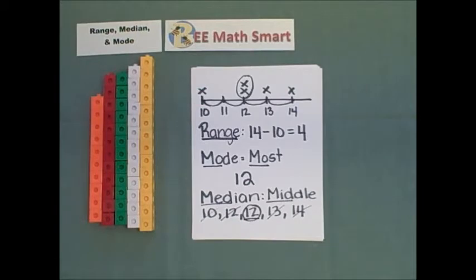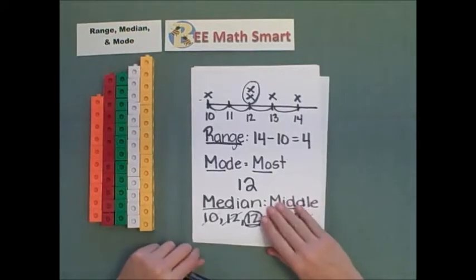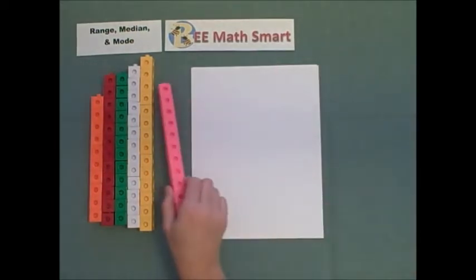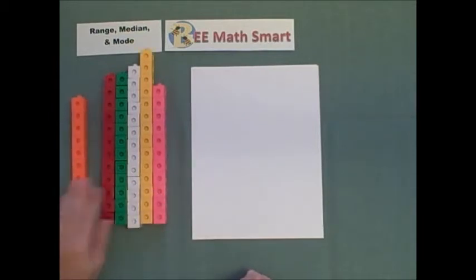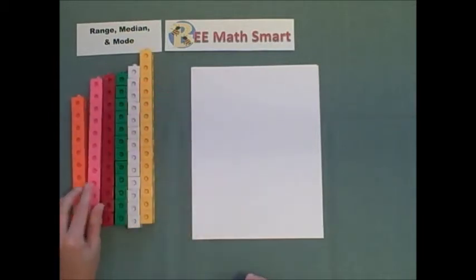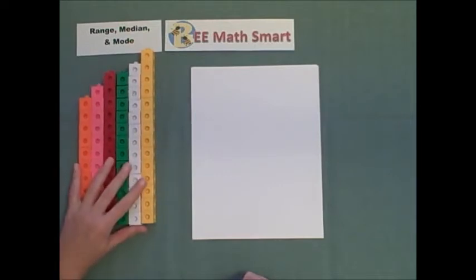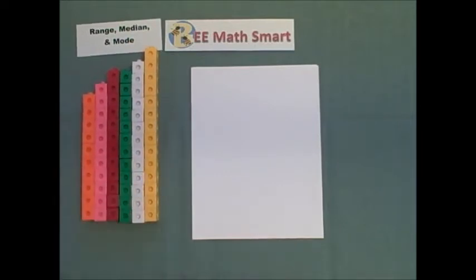All right, so I'm going to remove this. I timed one more student, and that one student got an 11. So I'll put their data in order here. And we're going to see how that changes our range, mode, and median.